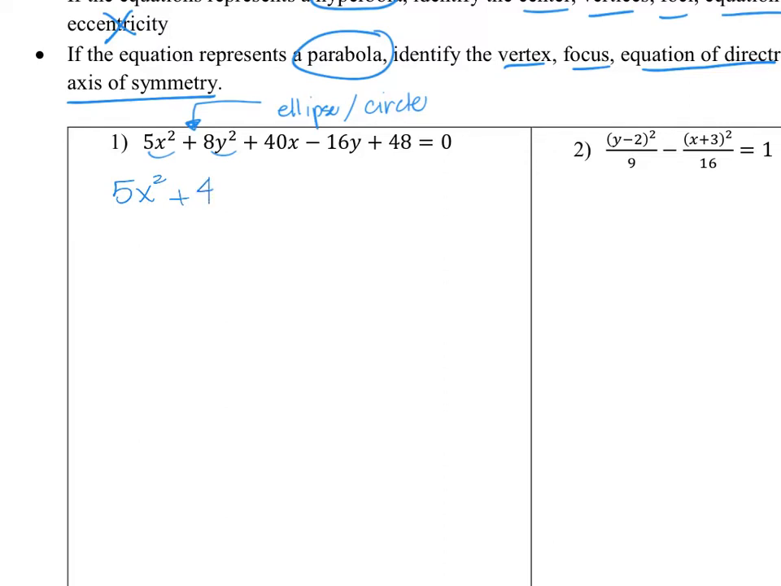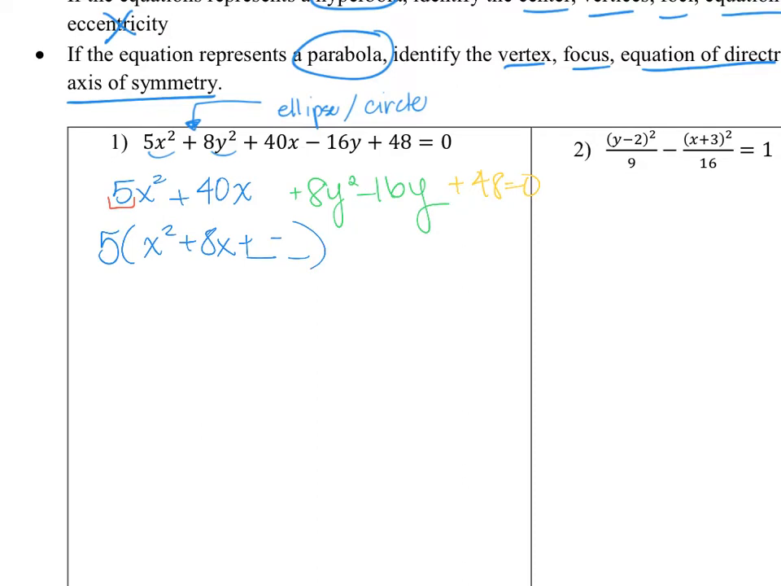So I have 5x squared plus 40x, putting our x's together. Then I'm going to put my y's together. 8y squared minus 16y. And then that leaves our 48 equal to 0 just hanging out. So my beginning part here has a 5, so I need to factor that 5 out. I'm left with x squared plus 8x. I'm going to add something, minus something to complete the square. Then for my next part with the y's, I have an 8 in the front, so I'm going to have to factor out that positive 8. I'll be left with y squared minus 2y. I'm going to add something, minus something, and then I still have my 48 equals 0.